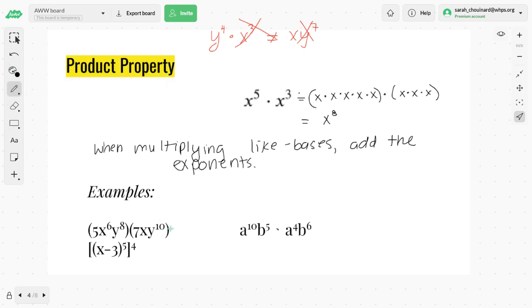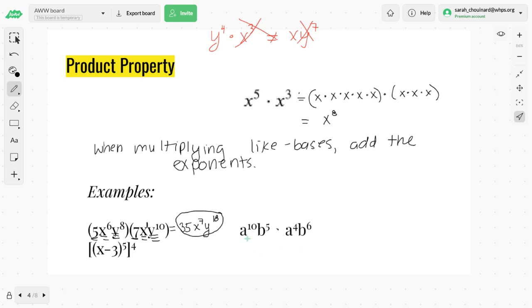So we've already kind of seen this when we were doing polynomials. What I like to say is I like to say multiply your coefficients, add your exponents. So my coefficients are 5 and 7. So since this is a multiplication problem, I'm literally going to multiply 5 times 7 to get 35. Then x to the 6th is being multiplied by x to the 1st. Don't forget your invisible 1. So 6 plus 1 is 7. So I'm adding my exponents. Y to the 8th and y to the 10th add to make y to the 18th. And that's going to be our final answer. As long as I have one of each variable, my answer is complete.